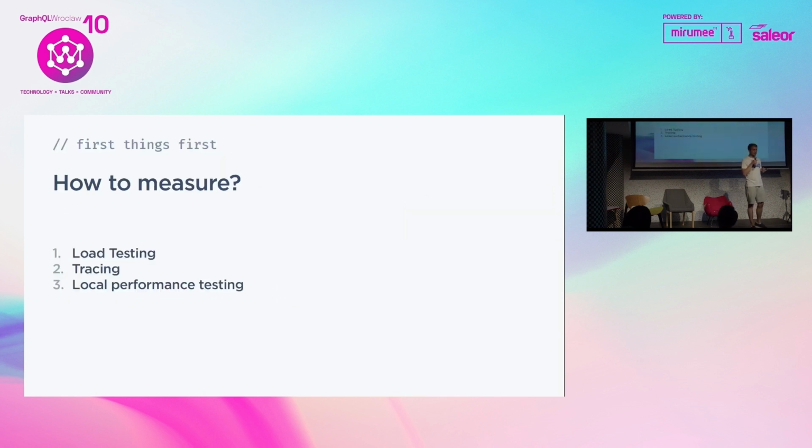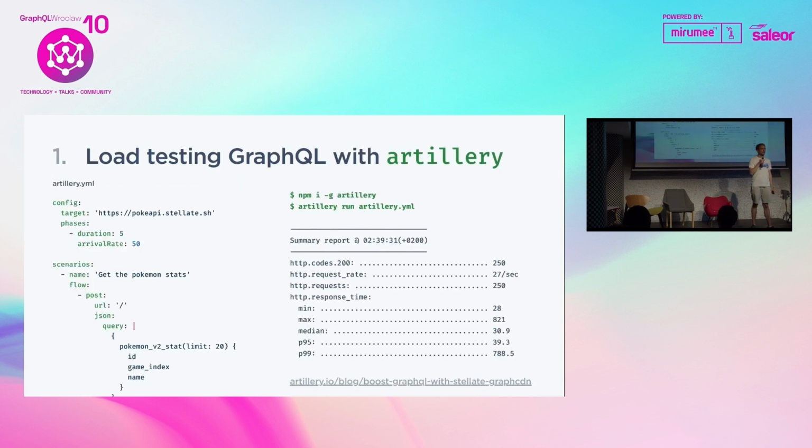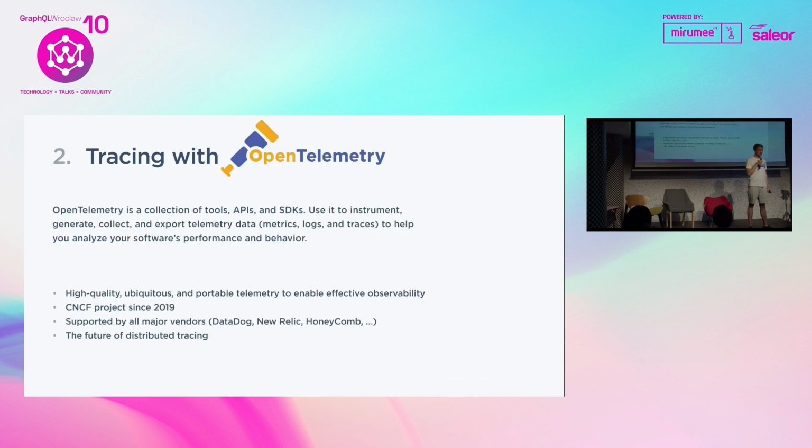So how can we measure? We'll go into load testing, tracing, and performance testing. For load testing, a nice tool is Artillery. You can install it as an NPM package, and they have a YAML syntax, and you can fairly easily write GraphQL tests. Here we're sending a Pokemon query, for example. So you get these nice reports, and you know how your system works under load. You can run it locally, but also in the cloud. For tracing, in my opinion, in 2022, you should use OpenTelemetry.